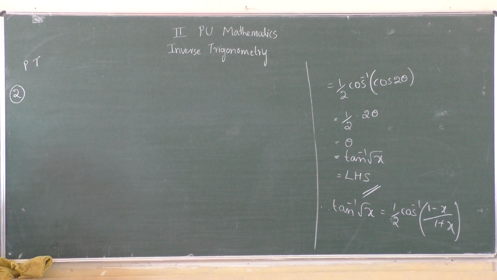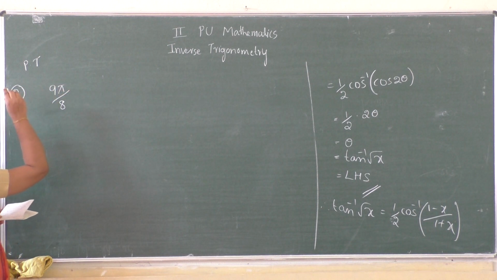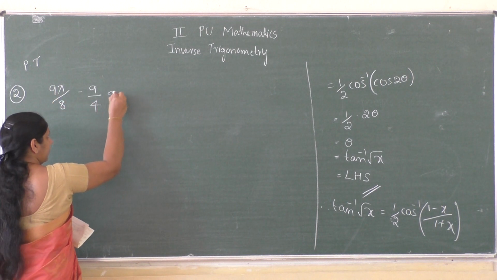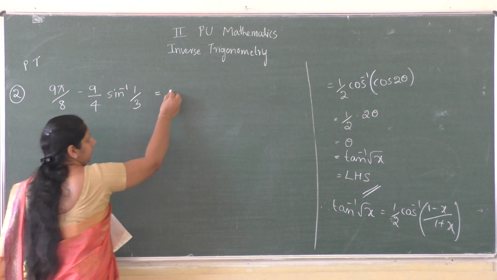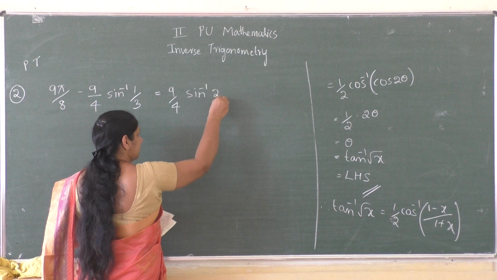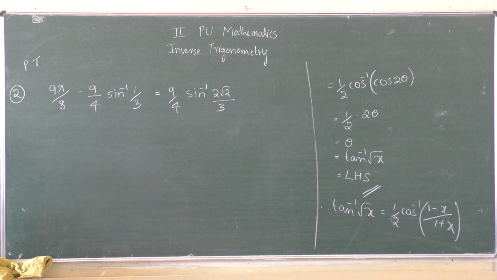Second question, prove that 9 pi by 8 minus 9 by 4 sin inverse 1 by 3 equal to 9 by 4 sin inverse 2 root 2 by 3. Prove that 9 pi by 8 minus 9 by 4 sin inverse 1 by 3 equal to 9 by 4 sin inverse 2 root 2 by 3.